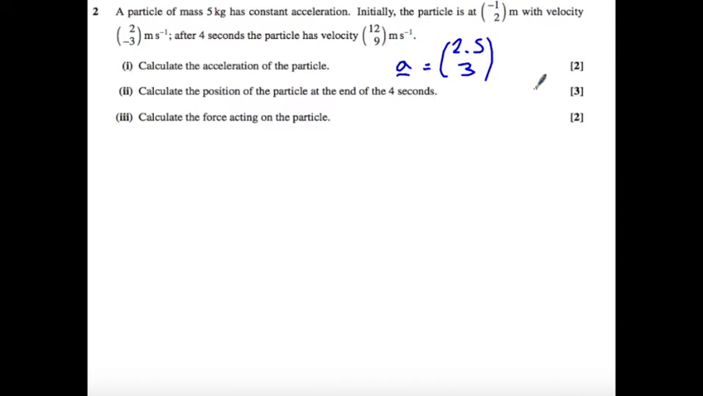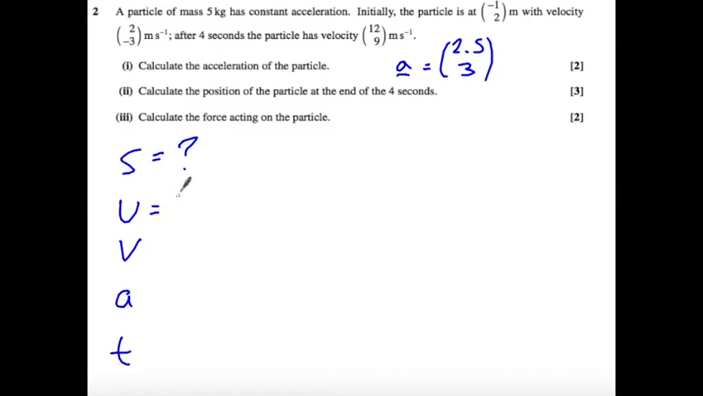Next, calculate the position of the particle at the end of the 4 seconds. So once again, this is still SUVAT, so we can think about what do we know and what we're trying to find out. Now you've got to spot that actually the particle does have an initial velocity, so it's not starting at 0. So we're trying to find the final position.